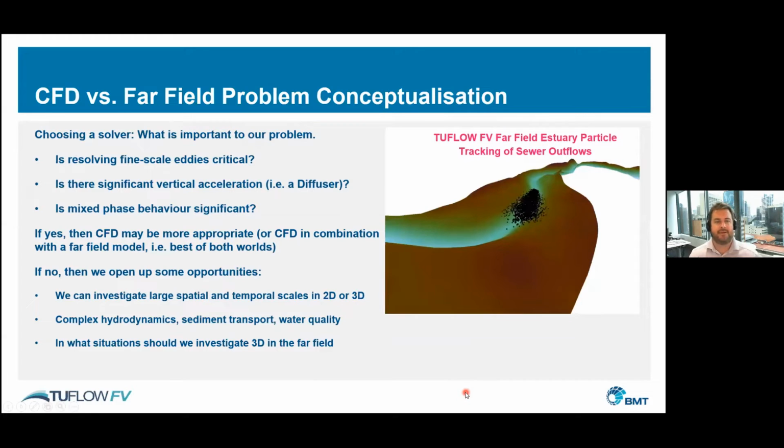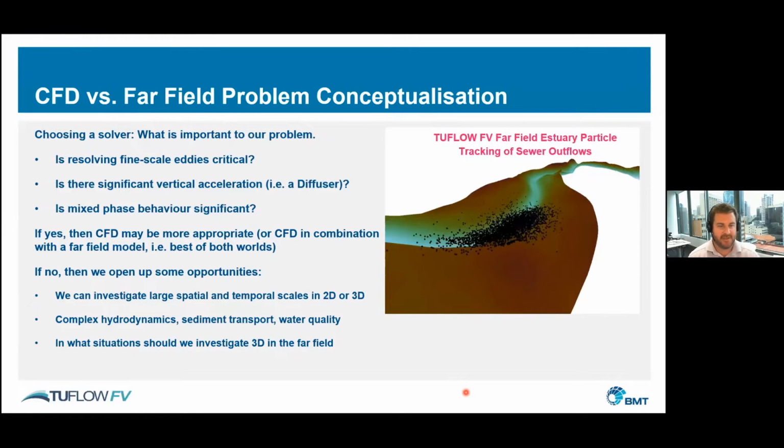Okay, so it's good to have a really wide range of people on the line here. I'm trying to sort of answer some of the reasons why you might use one solver over another. And so if we're looking at choosing a solver, what's important to our problem? Are we really needing to look at those fine scale eddies? Are they critical? Is there significant vertical acceleration like a diffuser? Is there mixed phase behavior? So, you know, air and water both being needed to be modeled, or is there some sort of hydraulic structure that's basically applying some sort of force in the water column that we need to represent?